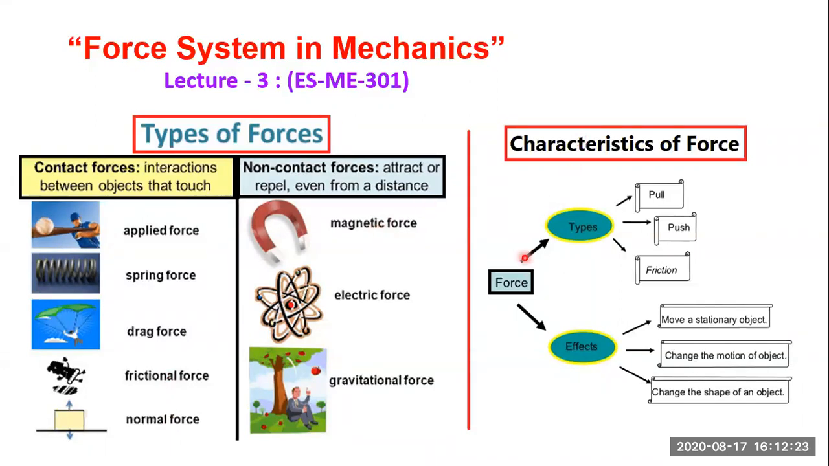Now, a force may be pull, may be push, may be friction. Pull or push are contact forces. These are directly applied forces, either directly applied pull or directly applied push. Friction is not an independent force. It depends on pull or push or some other forces which are applied. So friction is a non-applied force. It is the effect of an applied force.